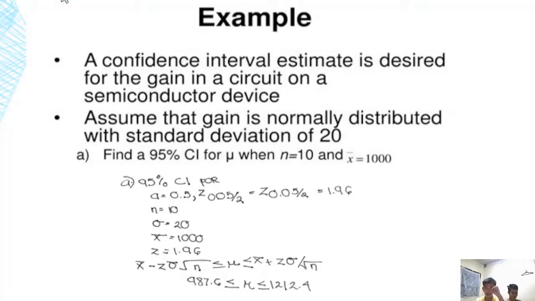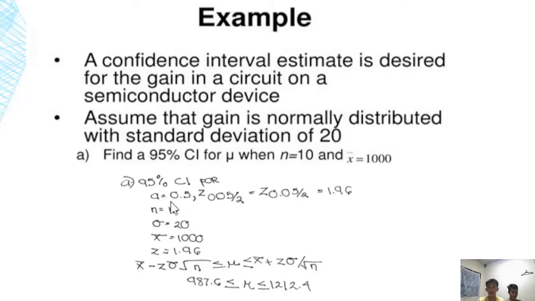Pumunta naman tayo sa unang example ng ating lesson. Example: a confidence interval estimate is desired for the gain in a circuit on a semiconductor device. Assume that the gain is normally distributed with standard deviation of 20. Find a 95% confidence interval for mu when n is equal to 10 and x bar is equal to 1000.